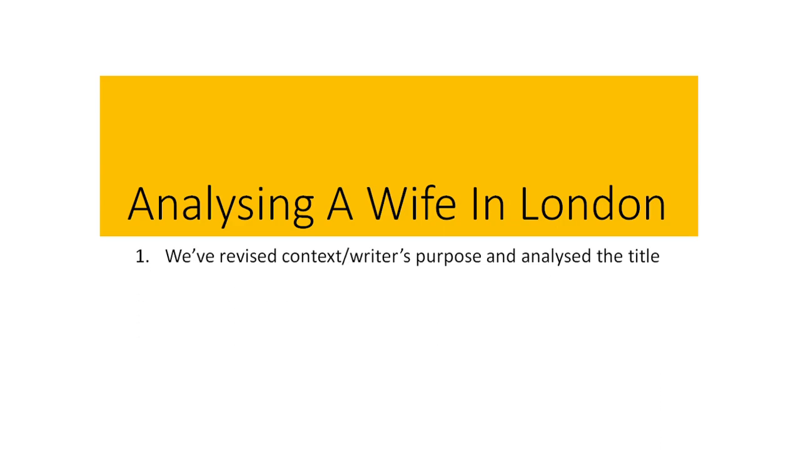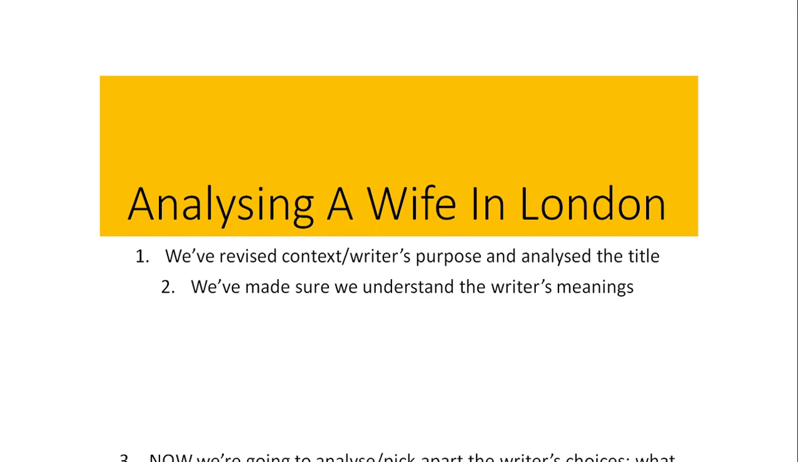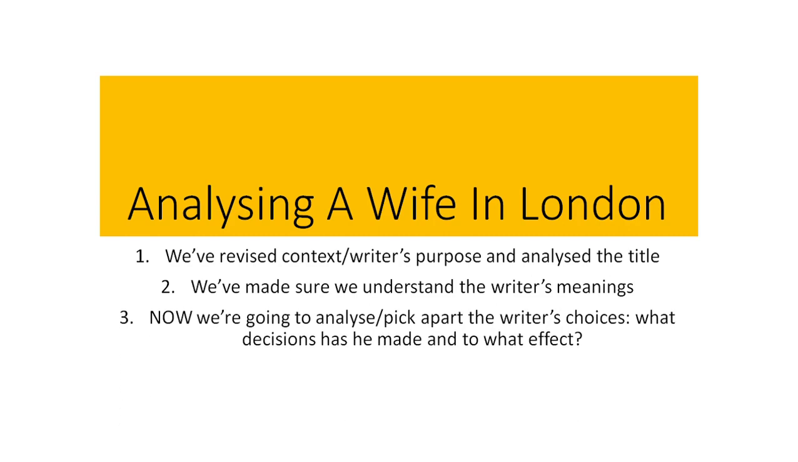So just to recap, we've revised the context. We did that in lesson 1 on Monday, and we've looked at the writer's purpose, Hardy's purpose, and we've also analysed the title. You've done the quiz on that, and most of you have done really well, so well done. We made sure on Tuesday's lesson 2 that we understood the writer's meanings, and you should have just done a quiz on that today. So our next step now is to analyse, pick apart the writer's choices.